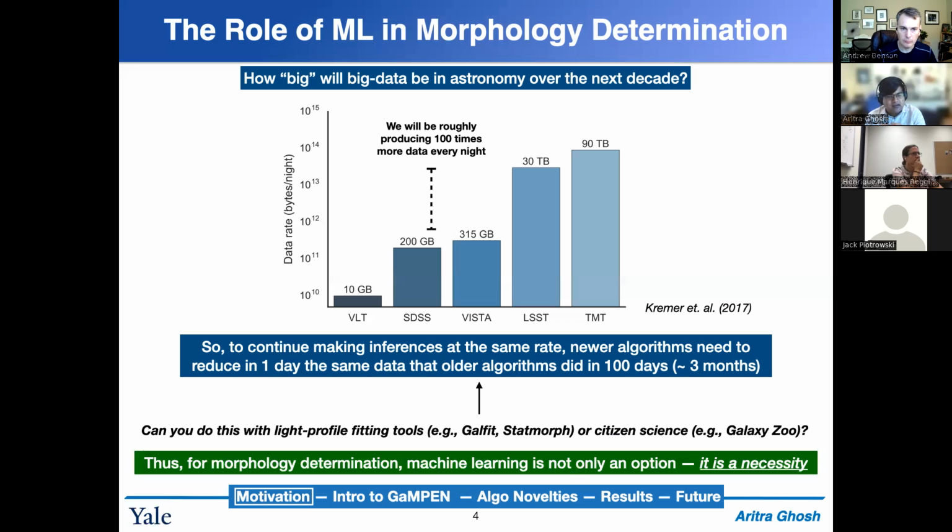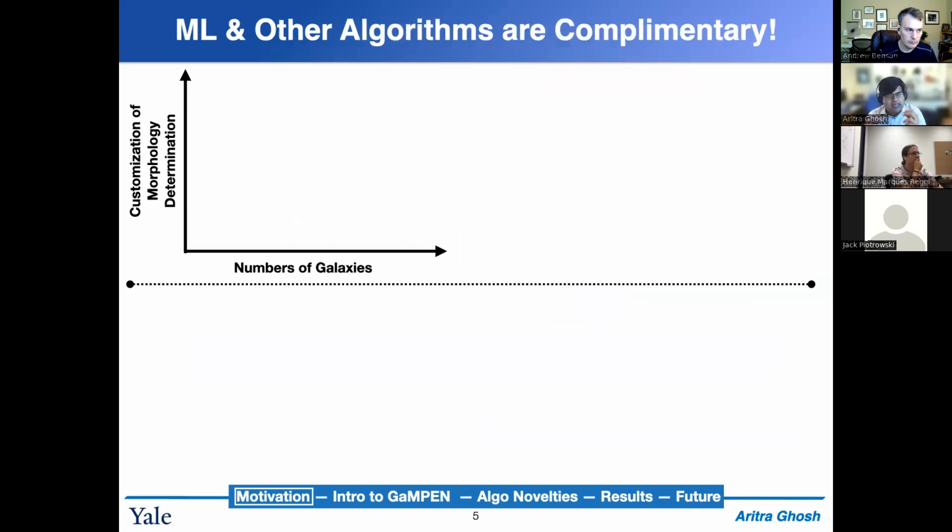And thus, for very large scale morphology determination, I would argue that machine learning is not only an option, it is rather a necessity that all of us will have to use going into the next decade. But the question is, does that mean that this is the only tool to use? We should use it all the time? I don't think so. I think the algorithms that we'll be developing to study the morphology of galaxies, and actually most other things that we'll be using machine learning for, are complementary to other existing tools.